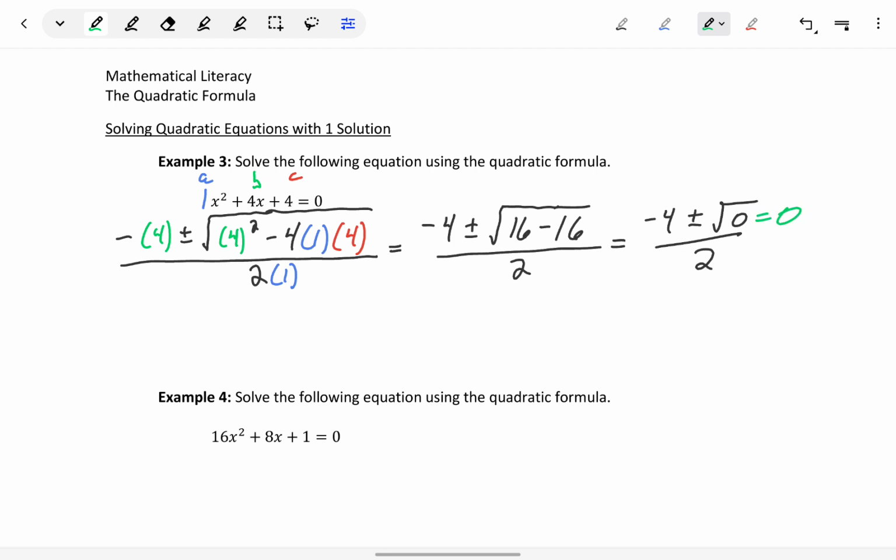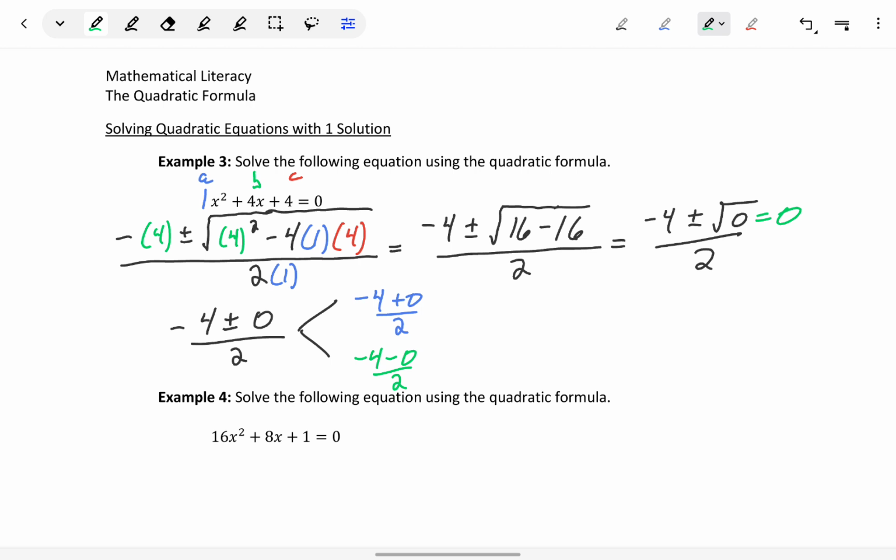In this case, the value that we have under that radical is exactly 0, meaning we'll have one solution, because when we write out negative 4 plus or minus the square root of 0, it will just be 0 over 2, and we set up our two equations, we'll have negative 4 plus 0 over 2 and negative 4 minus 0 over 2.